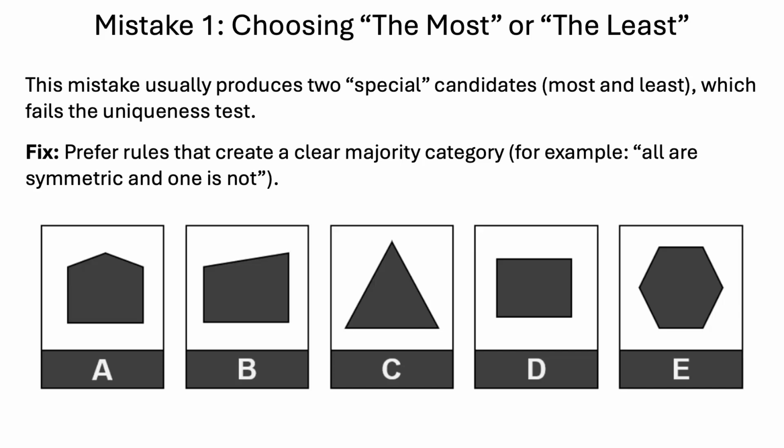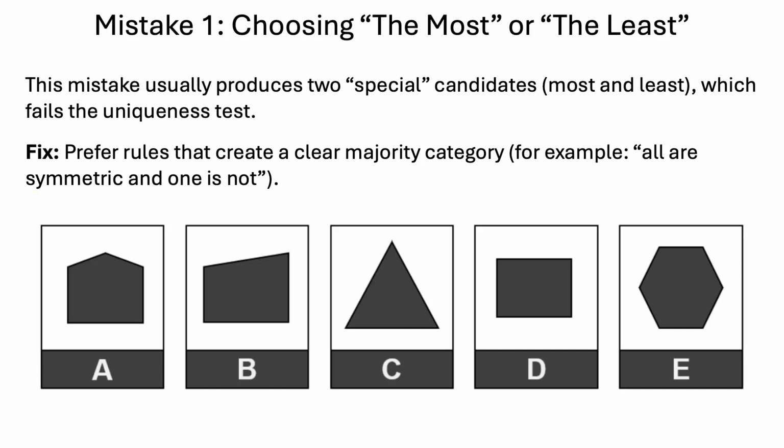So now let's talk about some of the most common logical mistakes when solving these odd one out questions. And the first mistake is choosing the most or the least. We've already talked about this a little bit, but it's such a common issue that let's cover it one more time. So again, this mistake usually produces 2 special candidates, so most and least, which would fail the uniqueness test. And the fix, in general, is simple. You should prefer rules that create a clear majority category. So for example, all are symmetric and one is not.